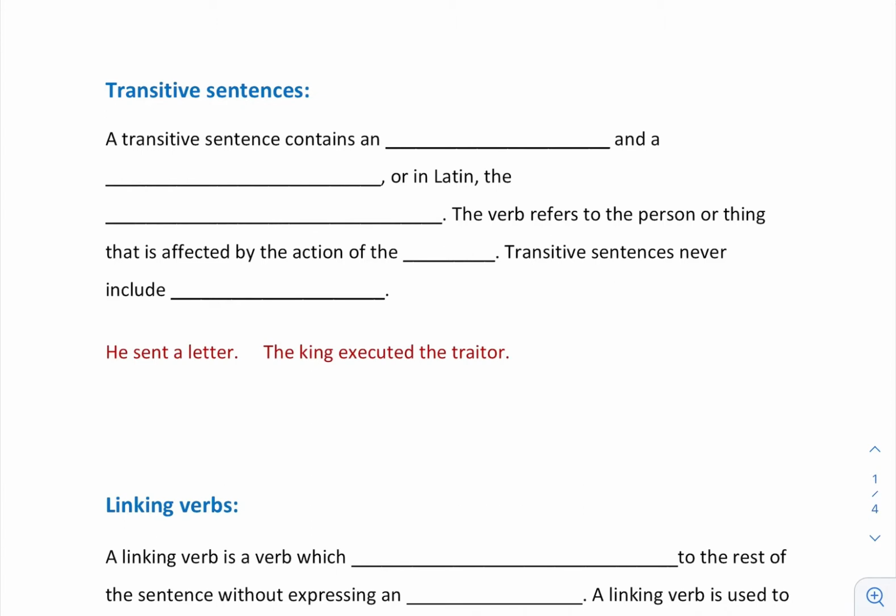So make sure you have your chapter 15 student notes page printed out. You're going to fill this in as we go along. Make sure you keep it in your notes part of your notebook so that you can refer back to it as you need to. All right, so transitive sentences.